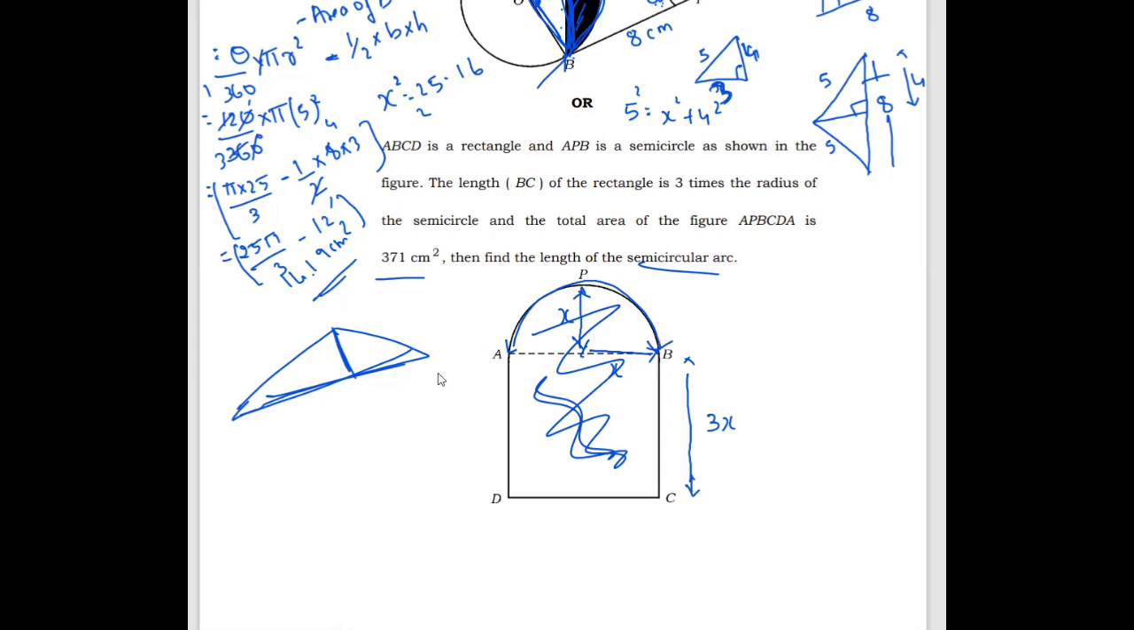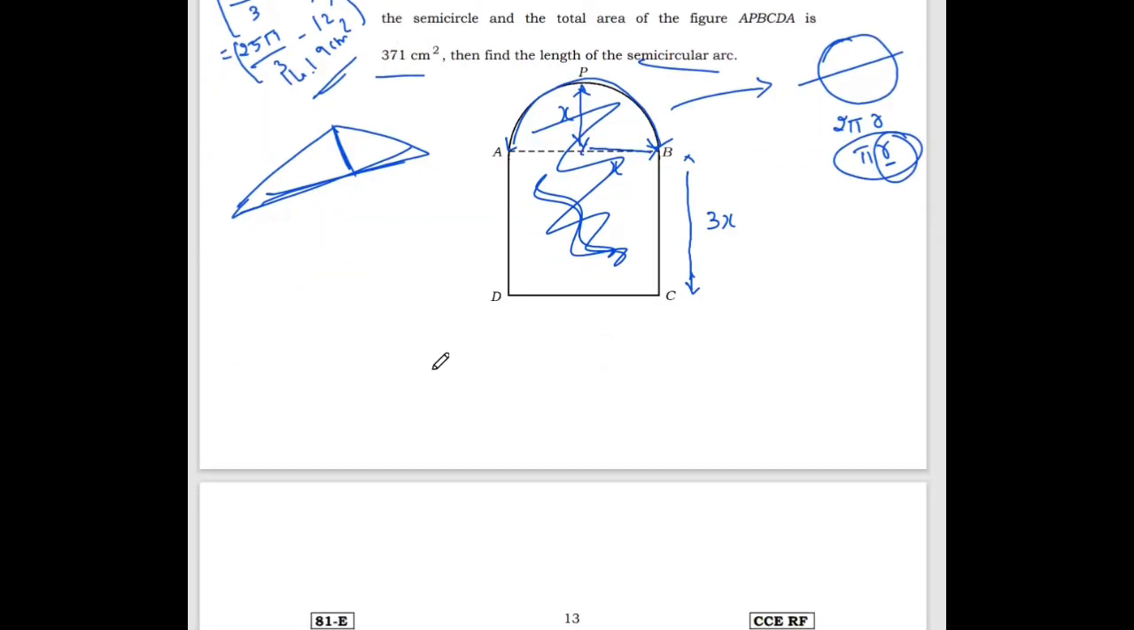So to find the length of this semicircle, first of all, what formula do we know? This semicircle is half of the circumference. The circumference formula is 2 pi r, this is half of it, so it is just pi r. If I get the value of the radius, I can easily find this by multiplying with pi. But here I don't know the value of the radius. Instead of giving the radius, they have given the entire area, so you have to apply your brain here.